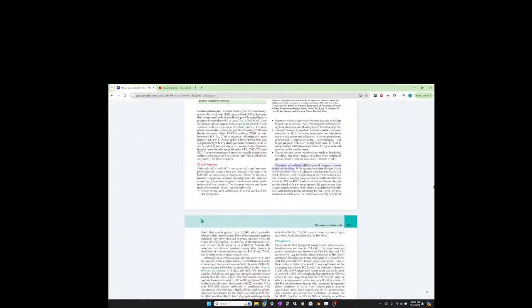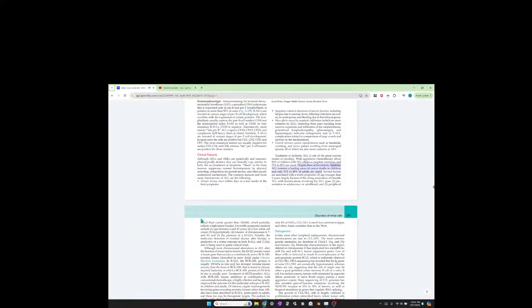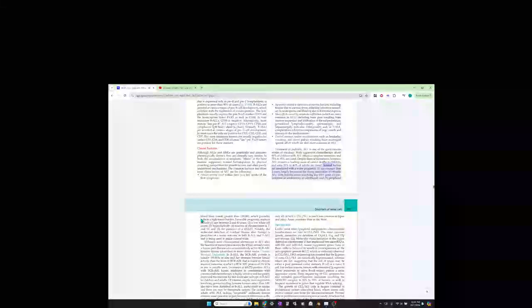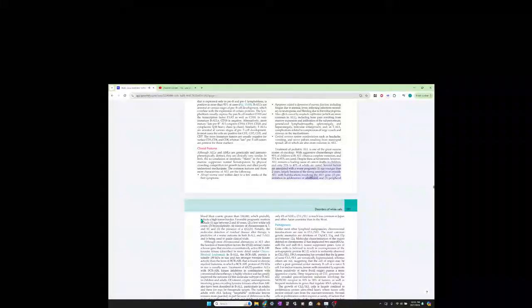Treatment of pediatric ALL is one of the great success stories of oncology. With aggressive chemotherapy, about 95% of children with ALL obtain a complete remission, and 75% to 85% are cured. Despite these achievements, however, ALL remains a leading cause of cancer deaths in children, and only 35% to 40% of adults are cured. Several factors are associated with a worse prognosis. Age younger than 2 years, largely because of the strong association of infantile ALL with translocations involving the MLL gene, or presentation in adolescence or adulthood.